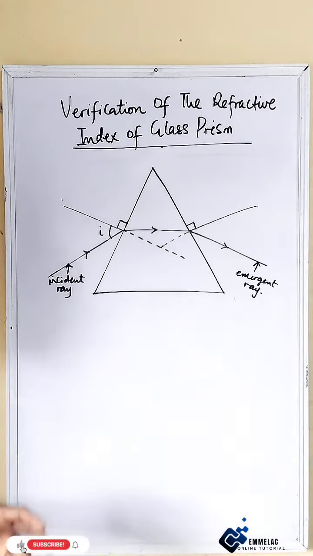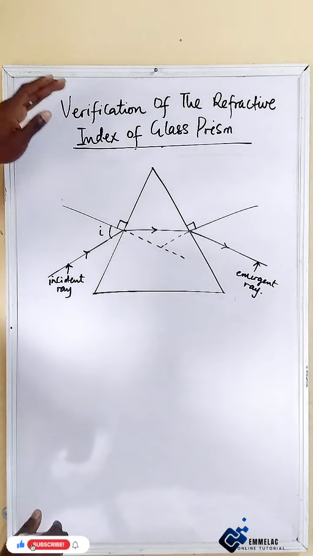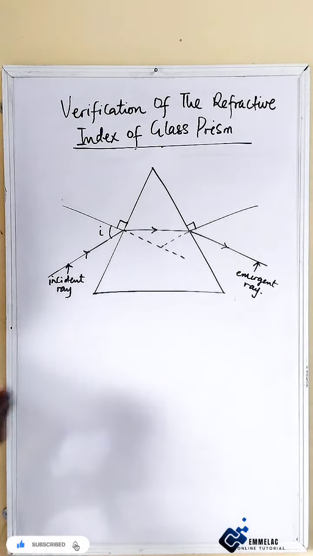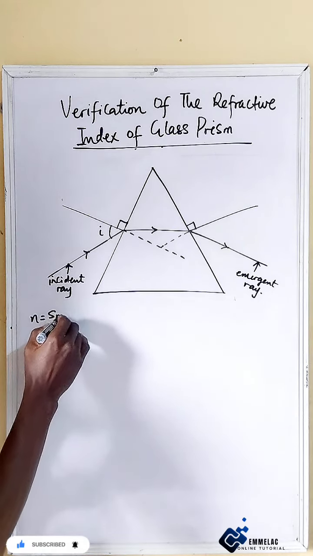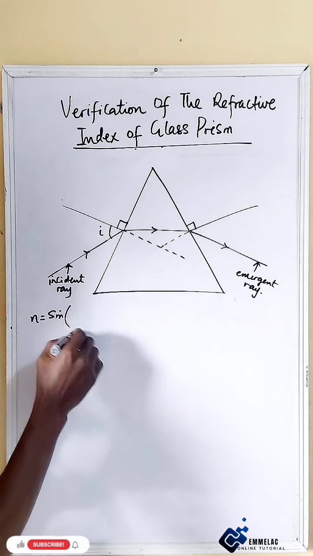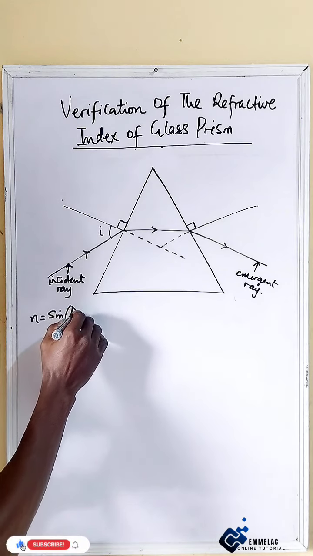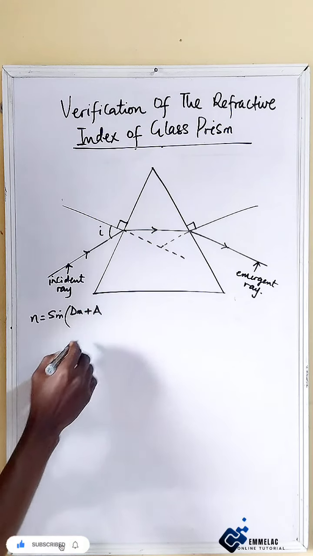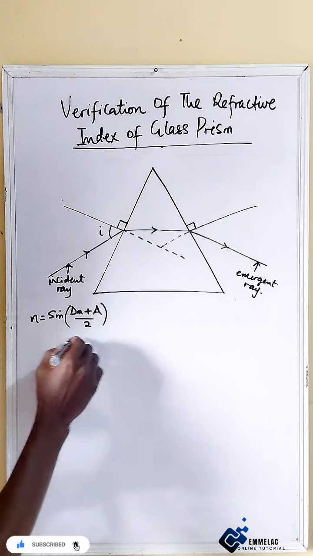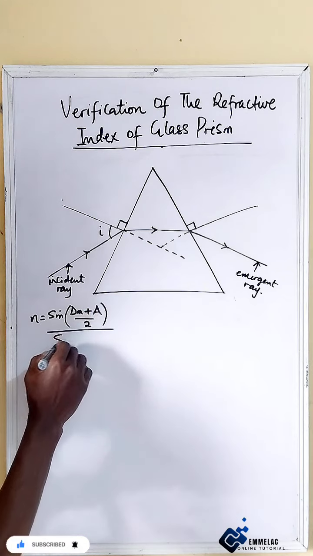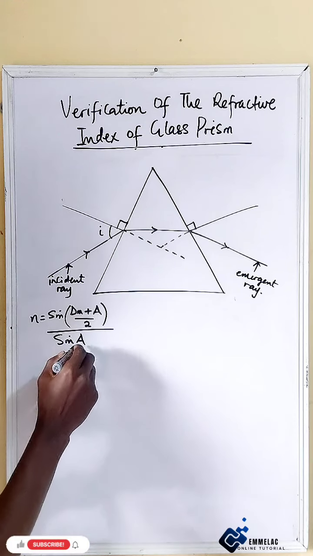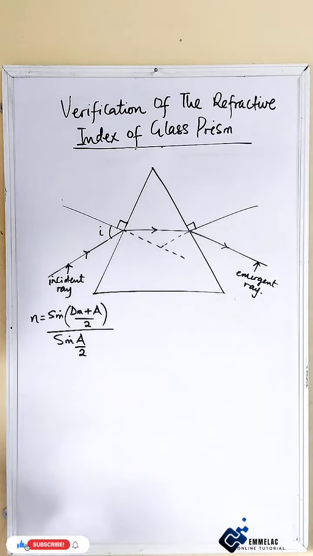Now before us, we're looking at the verification of the refractive index of a glass prism. And here is the formula: n equals sine of (minimum deviation plus the refracting angle of the prism) all over 2, all over sine of the refracting angle of the prism all over 2.